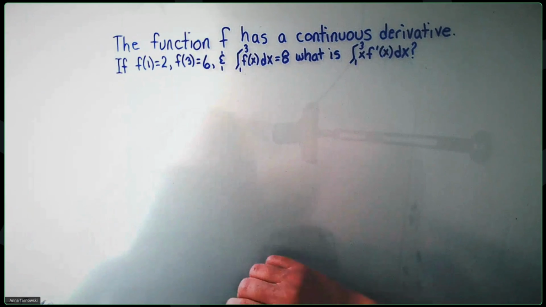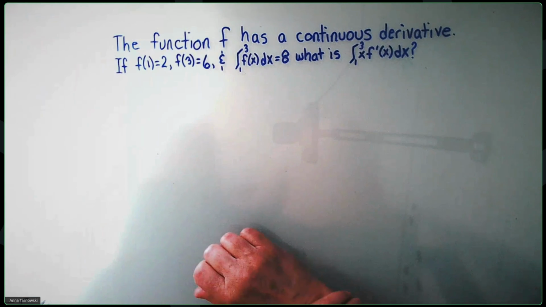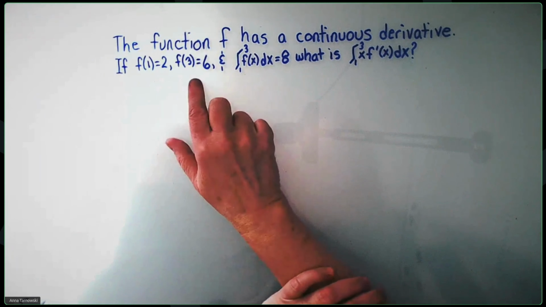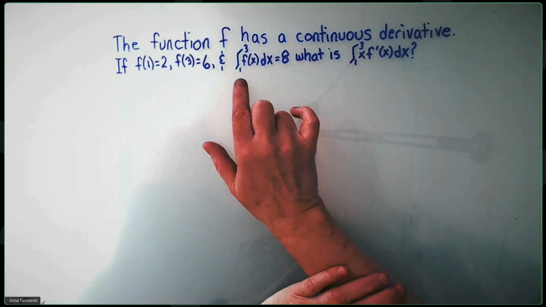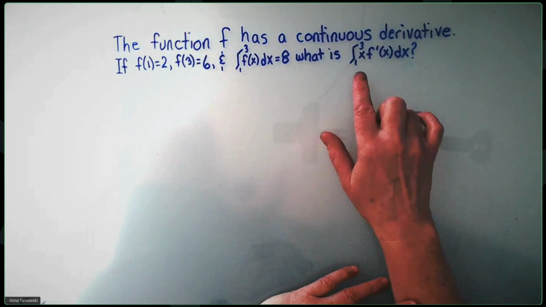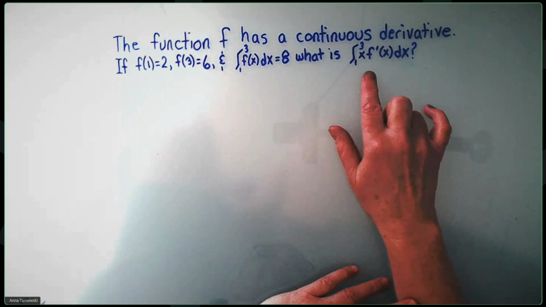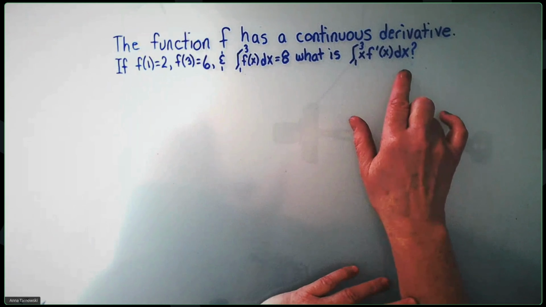This is the problem that we're going to work through. The function f has a continuous derivative. If f of 1 equals 2, f of 3 equals 6, and the area under f of x between 1 and 3 is 8, what is the area between 1 and 3 of x f prime of x dx?